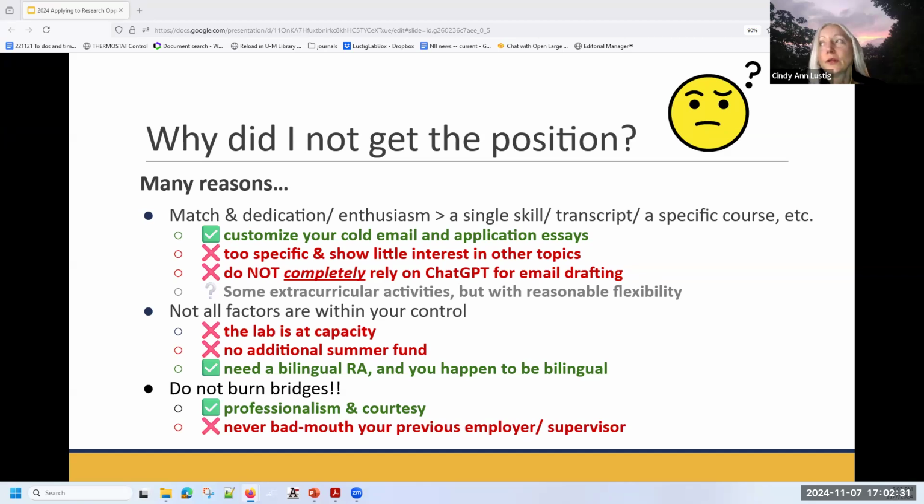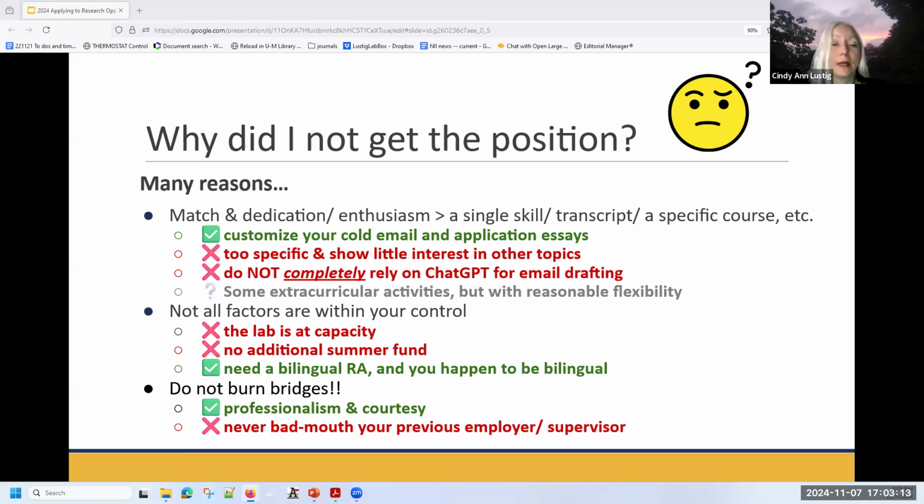And again, not all factors are within your control. Sometimes the lab is at capacity. If you are looking for a summer position, we usually try to pay people for those, and the lab may just have already spent or allocated the money that it has for summer students. On the other hand, there may be some where you have a particular skill and that is or is not what they are looking for. So for my lab, being bilingual wouldn't necessarily be an asset, but for, let's say, Dr. Coleman's lab, where she studies bilingualism, or Dr. Boland's lab, where they study bilingualism, that would be a huge asset for their lab.